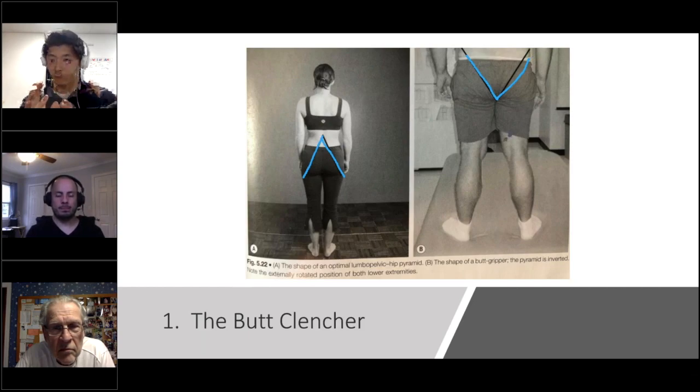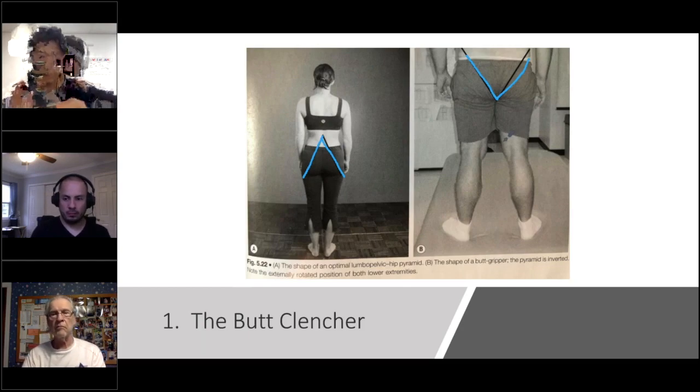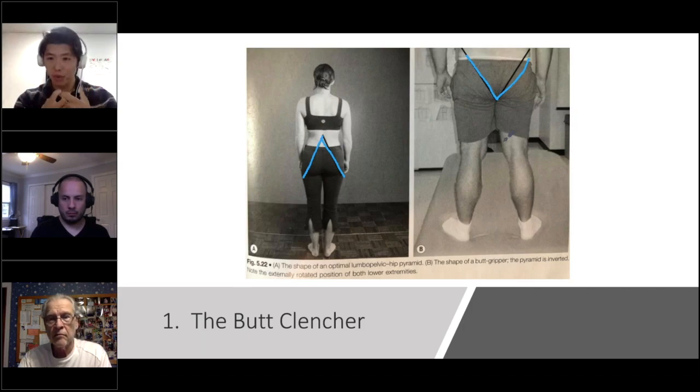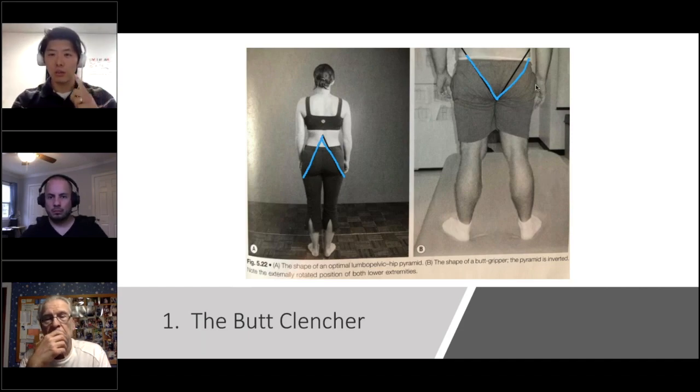If you're someone who's been told that everything turns your butt on, and you did a lot of glute exercise to help your hip, but it hasn't improved, there's a very good chance that you're a glute clencher or butt clencher, right?